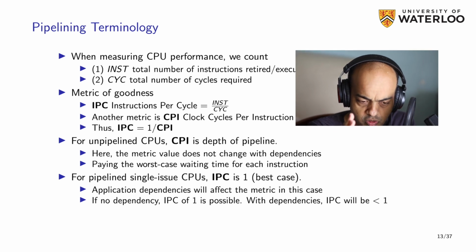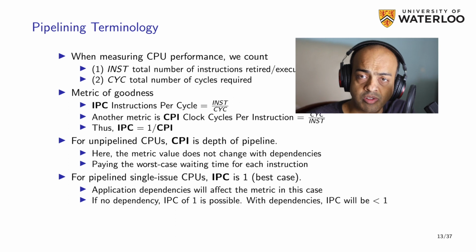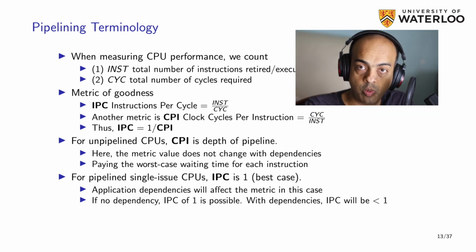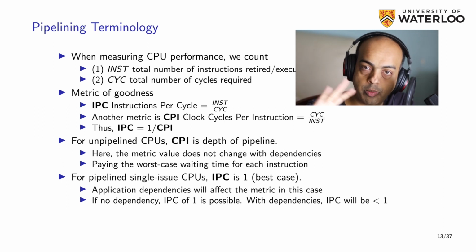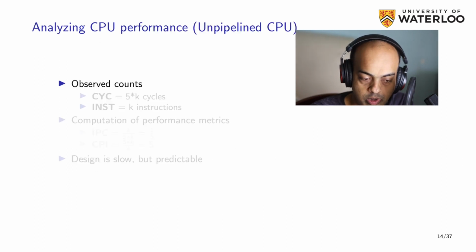In non-ideal cases, your IPC in the worst case is going to be 1 over k, where k is the depth of the pipeline. Best case is going to be 1, and in general it's going to be between those. Well-engineered, optimized programs will try to be closer to this ideal case of 1.